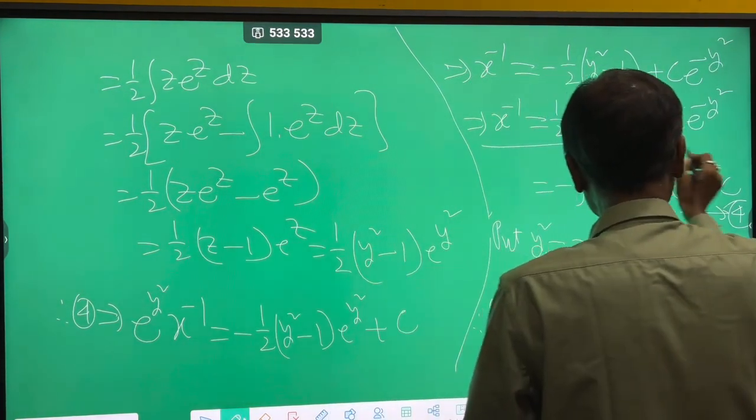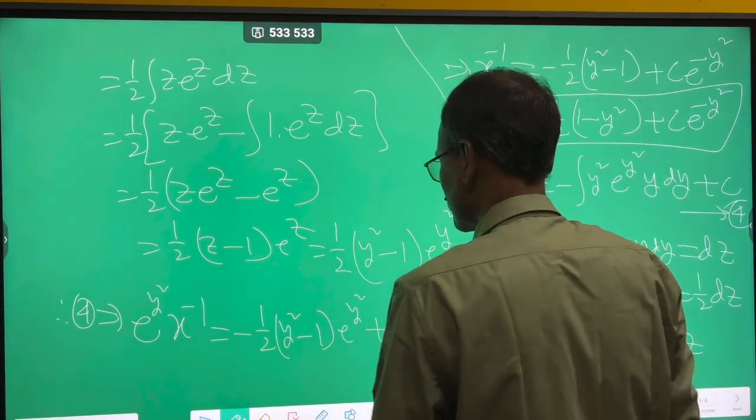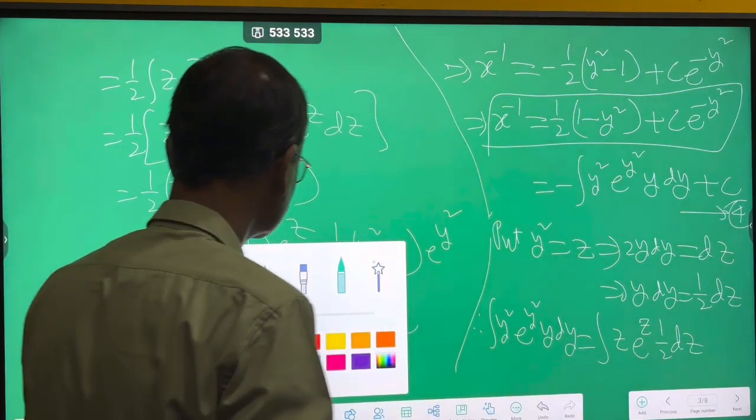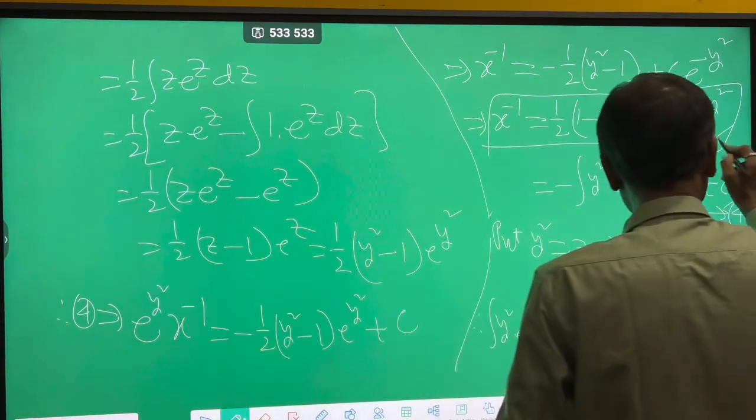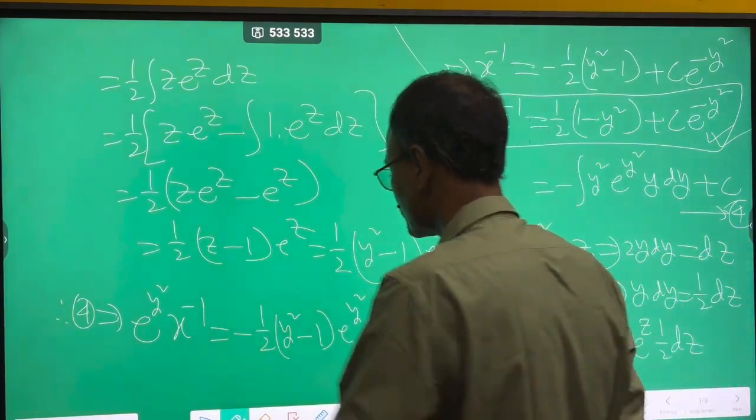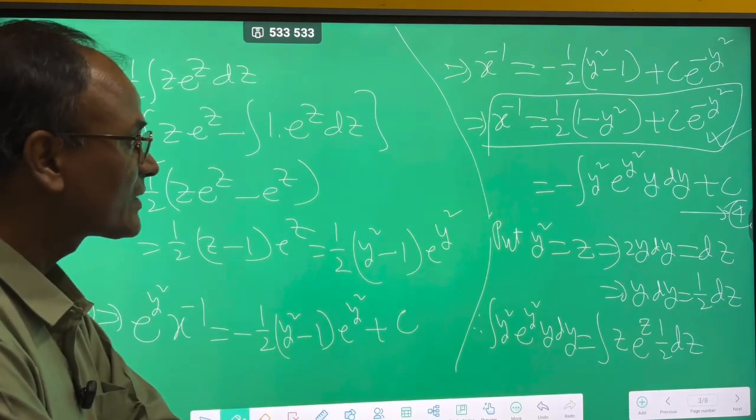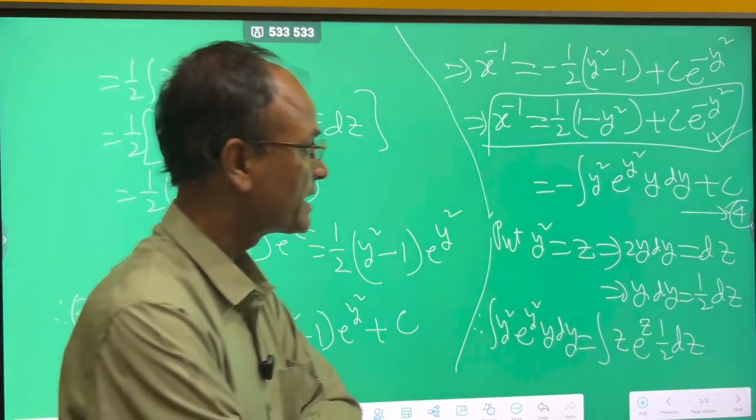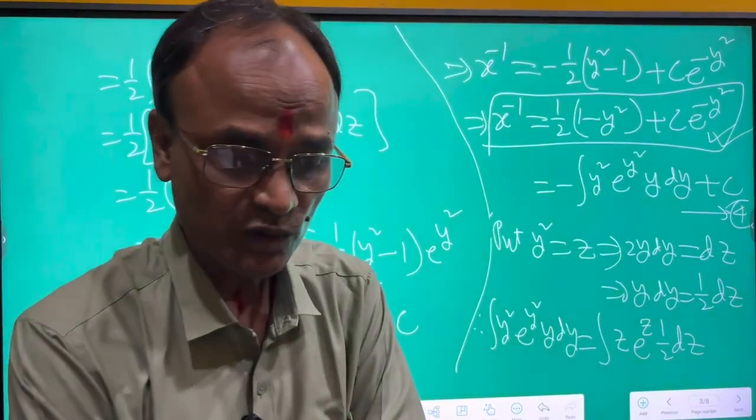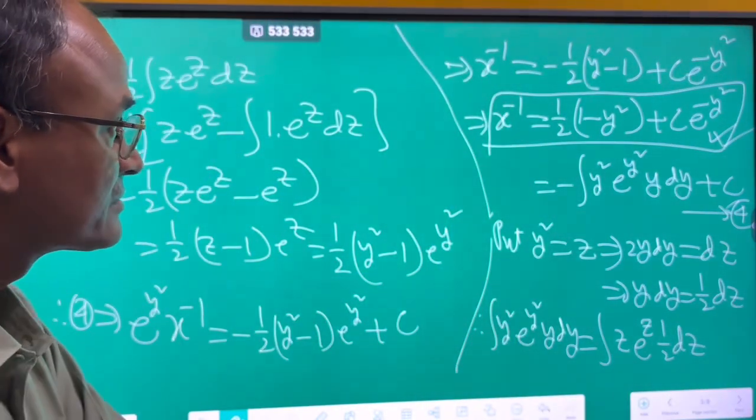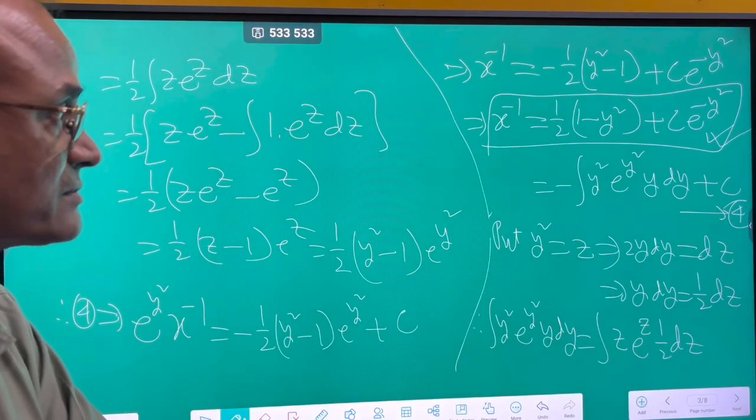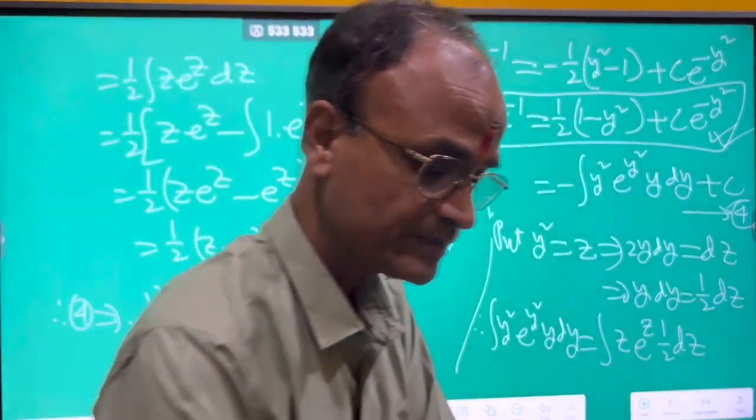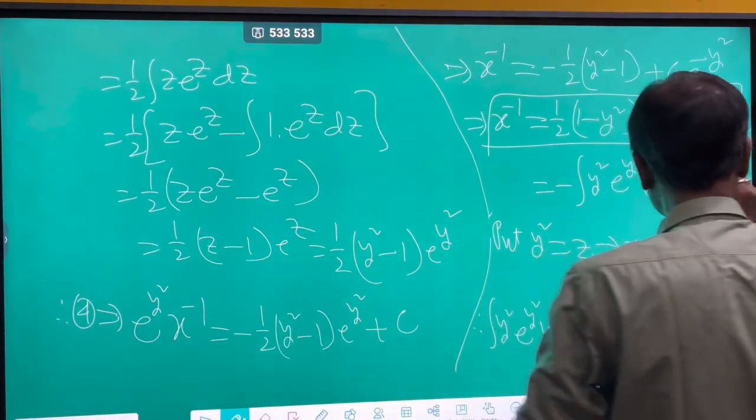This is the answer. X to the power minus 1 equal to 1 by 2, 1 minus y square plus c e to the power minus y square. Or you may write 2 by x also. This is the answer.